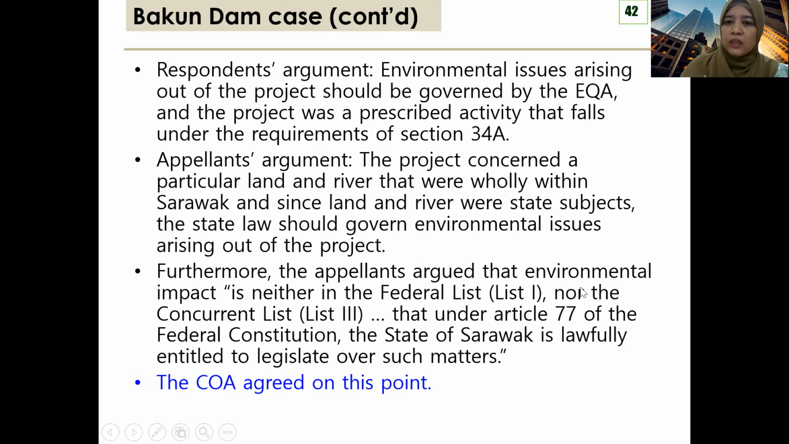Furthermore, the appellants argued that the environmental impact is neither in the federal list nor the concurrent list. And that under Article 77 of the Federal Constitution, the state of Sarawak is lawfully entitled to legislate over such matters. Sebab environment tidak dinyatakan secara terang whether it's under federal or concurrent list. Must be under state list. That's their argument. And the Court of Appeal agreed on this point. Dia bersetuju. So bersetuju maknanya there's no requirement for public display of the EIA. Tak perlu tunjukkan EIA itu kepada Kajing Tubik and others.